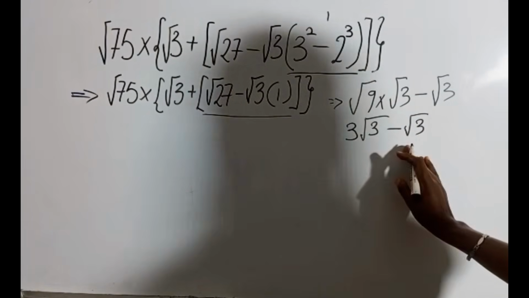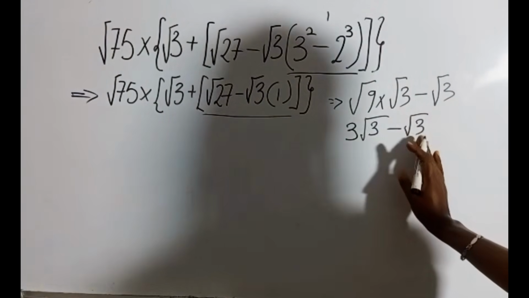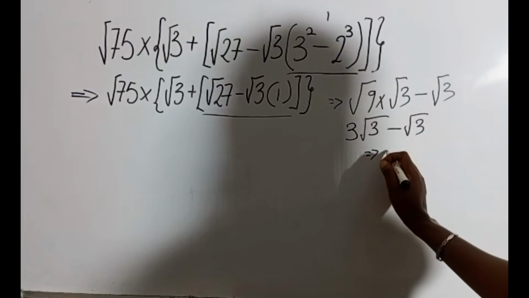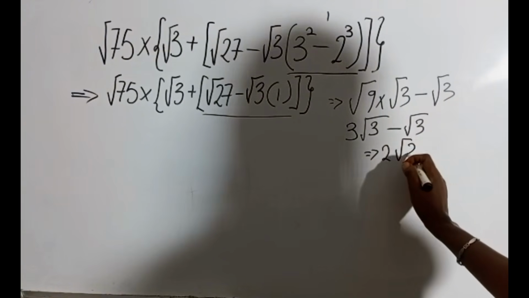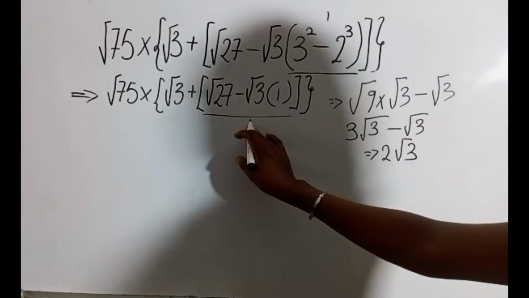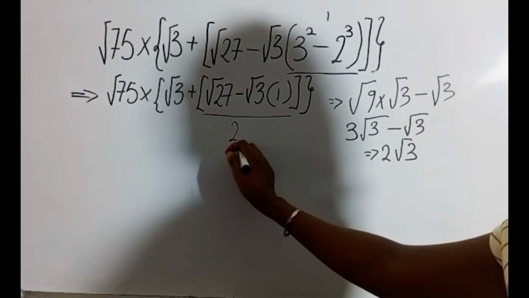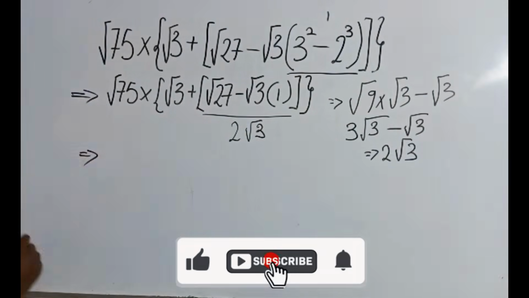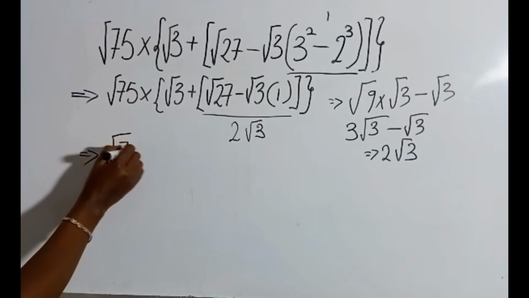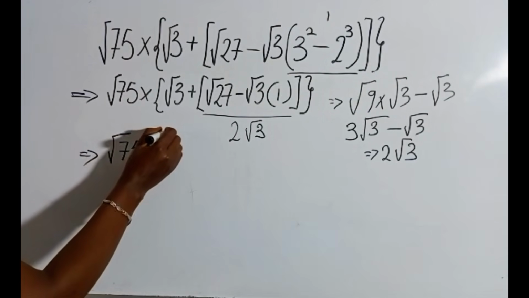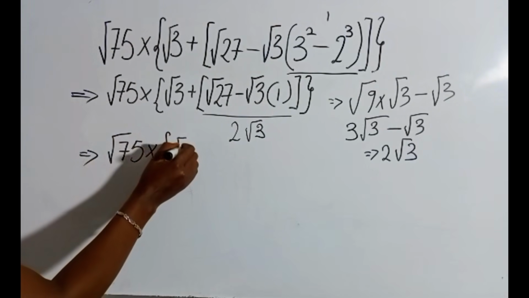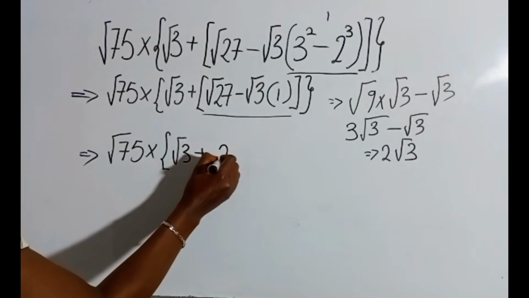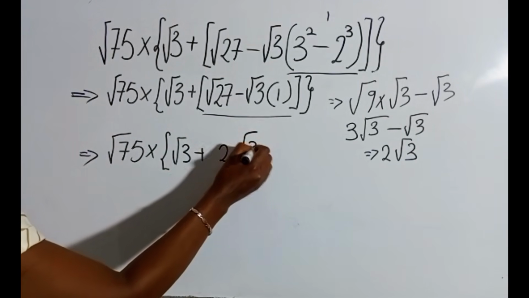3 root 3 minus root 3 is like 3x minus x. Therefore, 3 root 3 minus root 3, we have 2 root 3. So this expression here is 2 root 3. Now we have root 75 times the curly bracket, root 3 plus this 2 root 3.